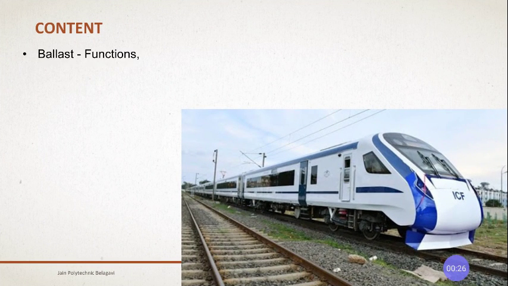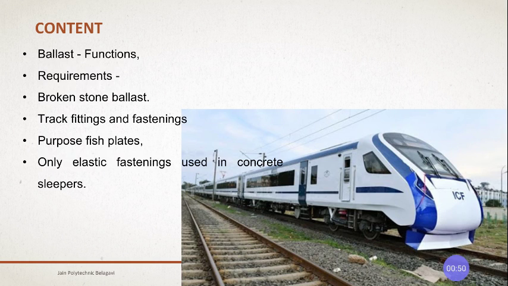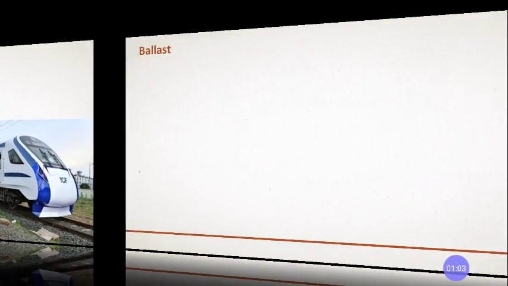What are the functions of ballast, the requirements of it, and the types of ballast? The one which we are going to study is the broken stones ballast. Then track fittings and fastenings. The purpose of fish plate, I have shown you what a fish plate is and how it looks in the previous two lectures. Only elastic fastening for concrete sleepers, that is the Pandrol clips that we saw in the previous lecture. We are going to see it again in depth, and what all those things are made up of.